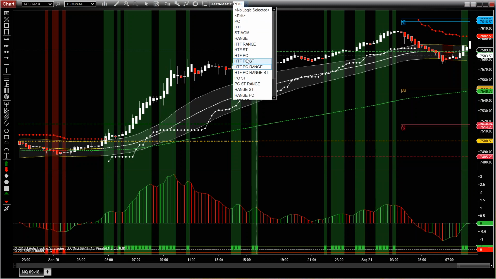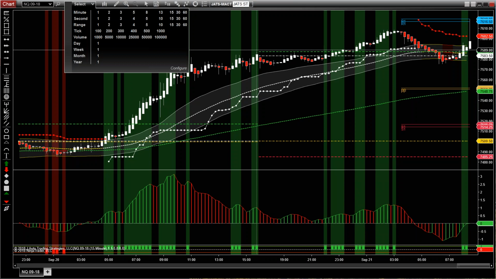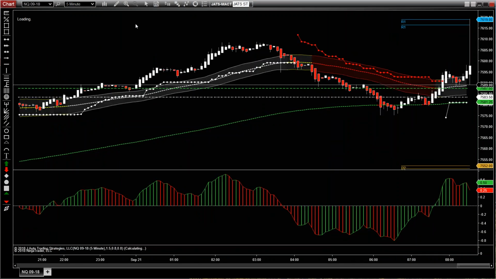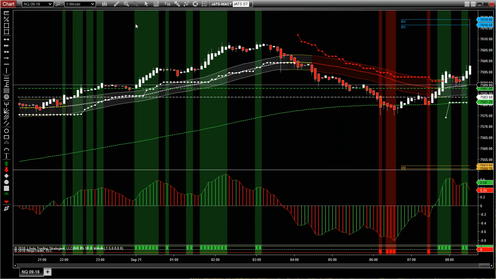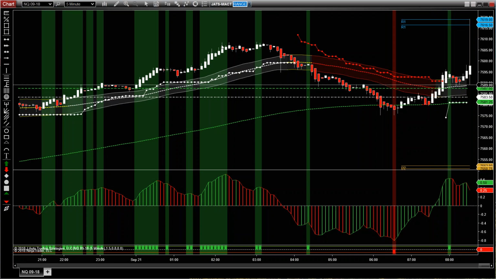I've got the higher time frame trend. If you want to trade with the higher time frame trend, you can mix and match these components together. And I have my own JATS super trend filter on it. And this is very helpful if you want to trade a minute bar, like a 3-minute bar, 5-minute bar, and allow you to get directional trading opportunities.